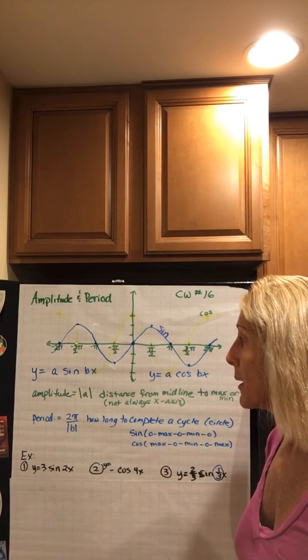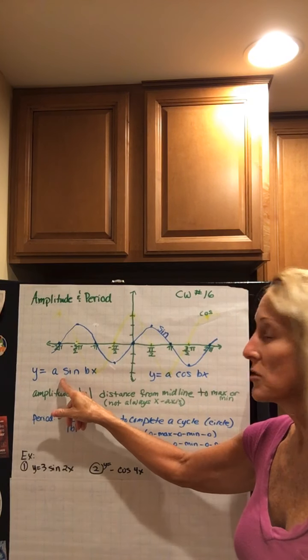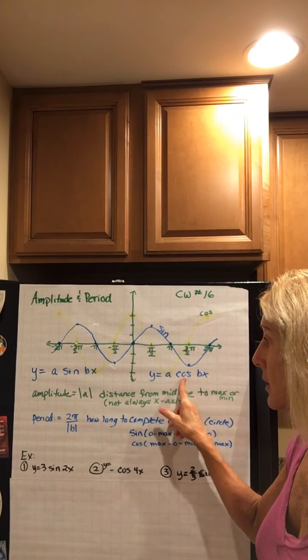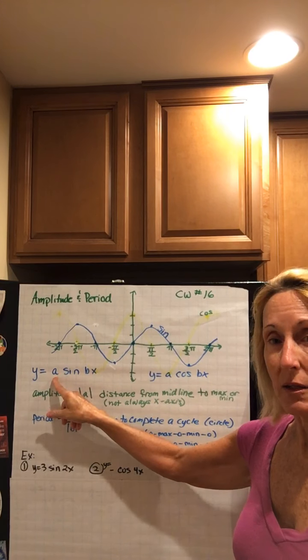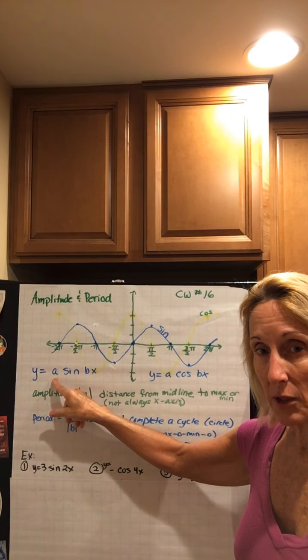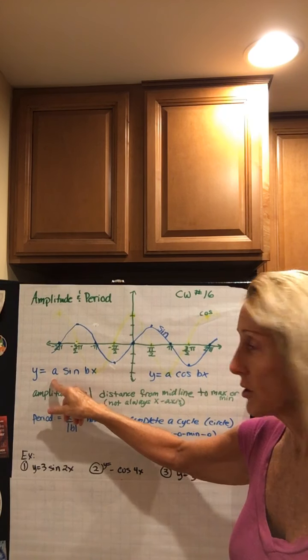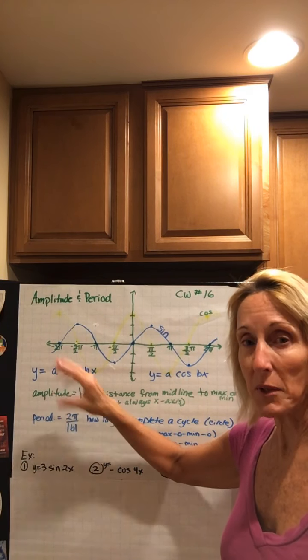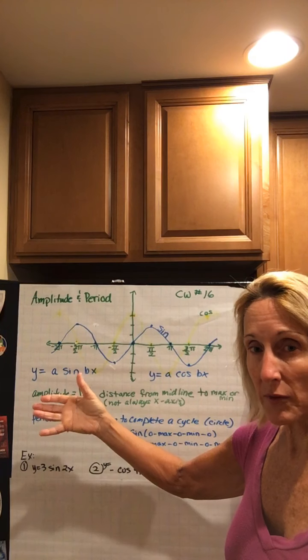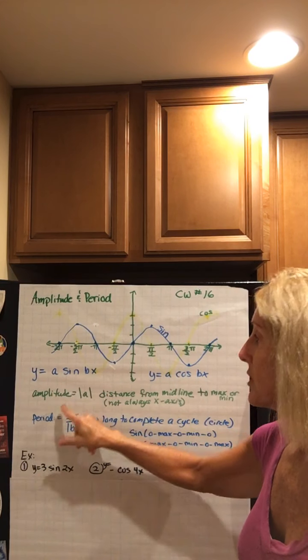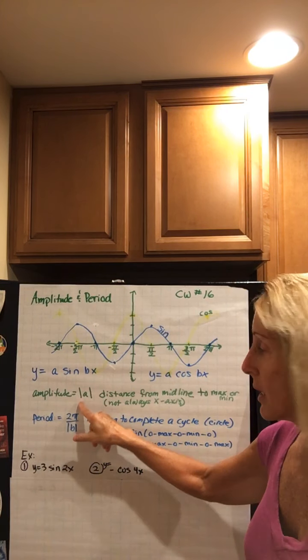So anyway, these are the equations of sine and cosine. If you see, we have an A in the equation. A is just like in any graph we've ever done. A is your vertical stretch or compression. If A is negative, that means it's a reflection over the graph. So A stands for your amplitude.